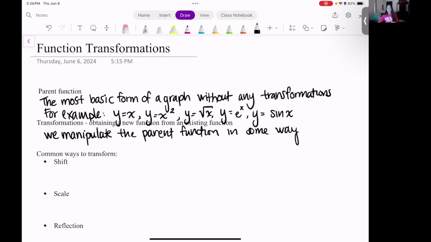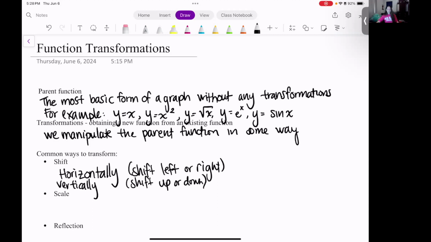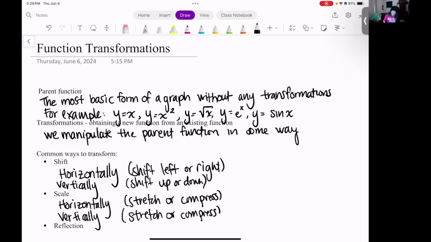Shifting is adjusting your graph left or right, up or down. So it can be done horizontally. It can also be done vertically. Scaling, meaning you're making it larger or not, so you can stretch or compress vertically and horizontally. Reflections can also happen horizontally or vertically, either across the x-axis or across the y-axis.